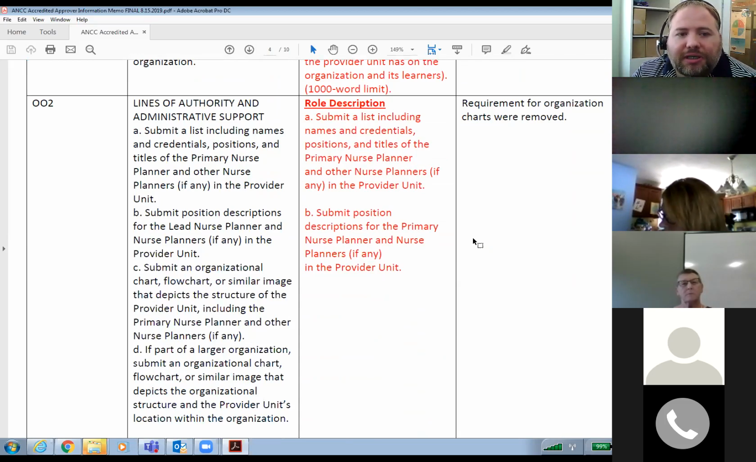002 used to be submit the names of everybody, submit position descriptions, submit organizational flow charts, and if you're larger, another organizational flow chart. We narrowed that down to submit a list of names and credentials, positions and titles of the primary nurse planner and all other nurse planners, and submit a position description for the primary planner and the nurse planner. So 002 is A and B now.